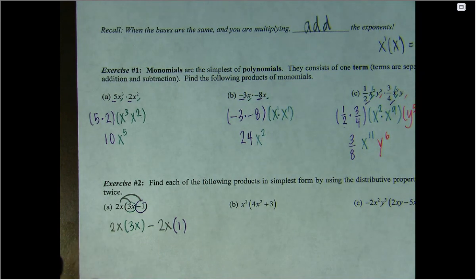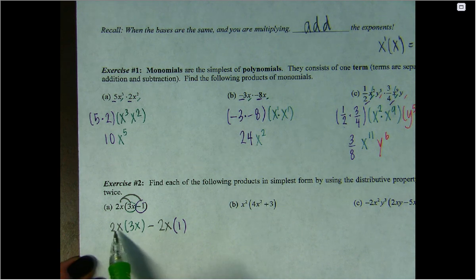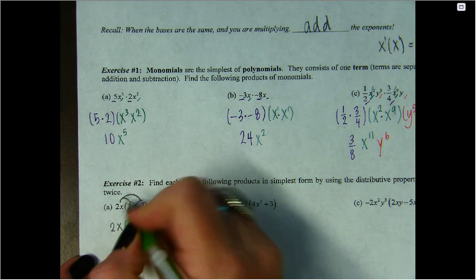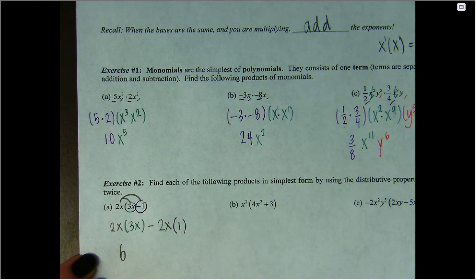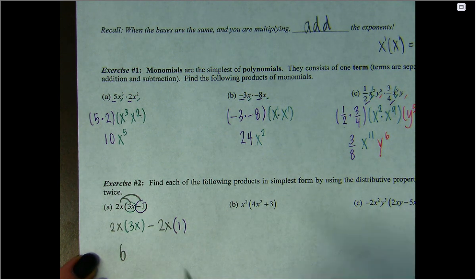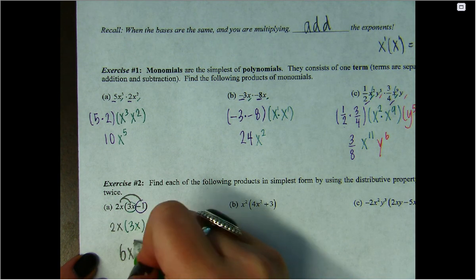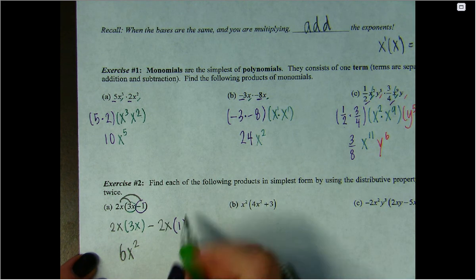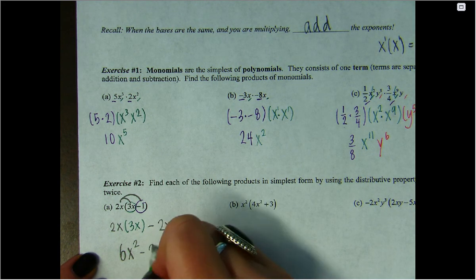I'm just going to simplify out here. You're looking at your numbers first, and then you're going to combine your exponents. So I have 2 times 3, which is 6. And then we have x times x, and remember when we multiply, we add our exponents. So I get x squared. And then 2x times 1, well, that's just minus 2x.